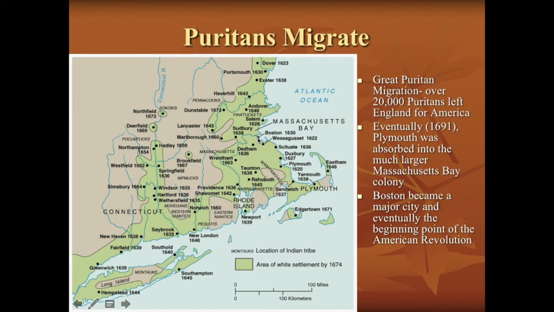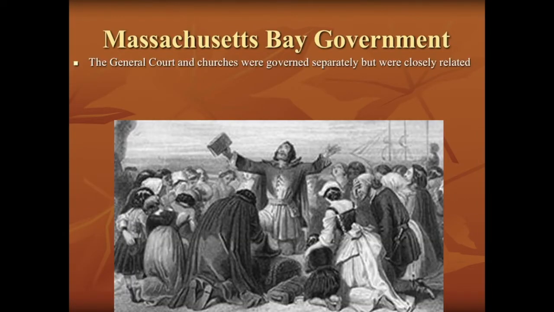Now, in Massachusetts Bay, the government was formed in what was known as the General Court. Now, technically speaking, the churches and the General Court were separate. There was supposed to be, at least on the surface, a sort of separation of church and state. The preachers did not have direct control over what people did, even though they were a very religious society.